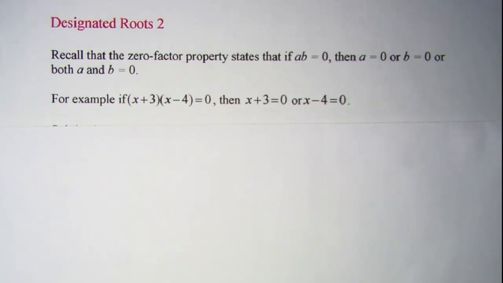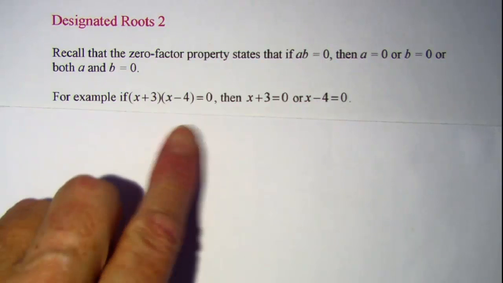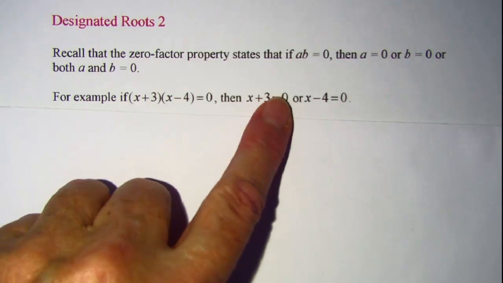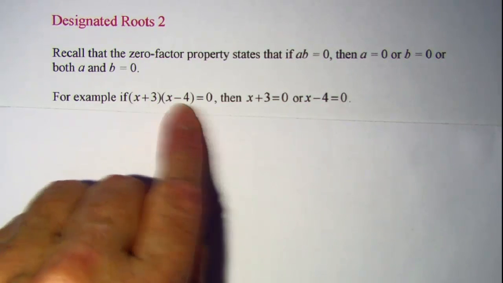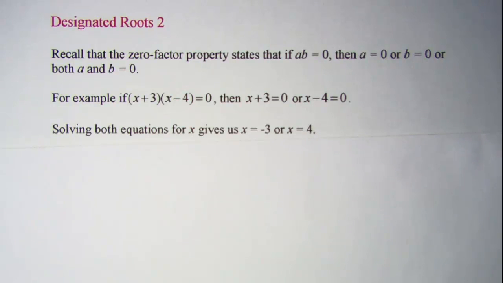For example, if we have the quantity x plus 3 multiplied by the quantity x minus 4, and that's equal to 0, then we can solve that equation by setting each of these factors equal to 0. x plus 3 is equal to 0, or x minus 4 is equal to 0. Solving both of those equations, we get x equals negative 3, or x equals 4.